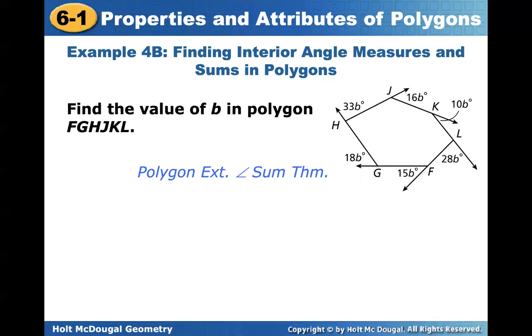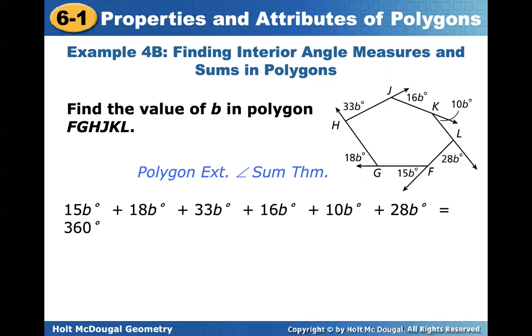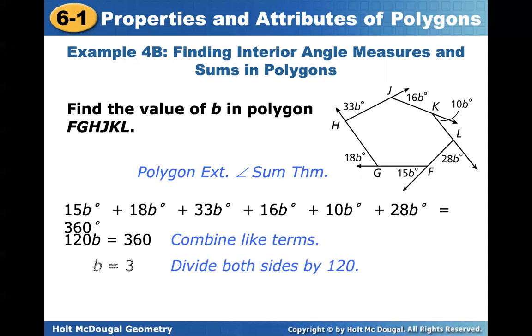We're going to set it up as a little equation. We add those together and set them equal to 360. When we add them together, we get 120 B's. We divide both sides by 120, and we get B is equal to 3. Maybe that's all we want, just the value of B. But now we could find how many degrees each one of those is: 45, 54, 99, 48, 30, 84. We could find all those.